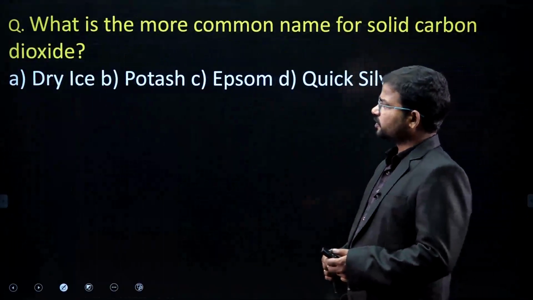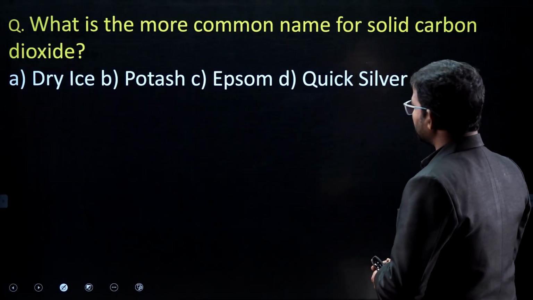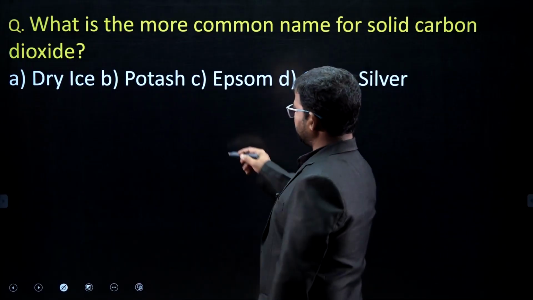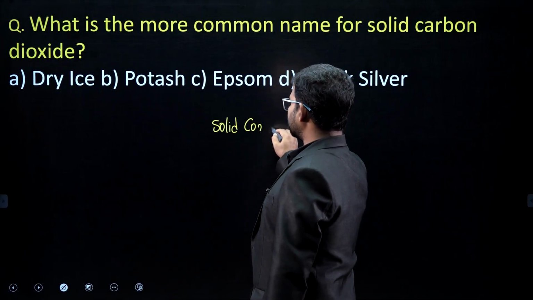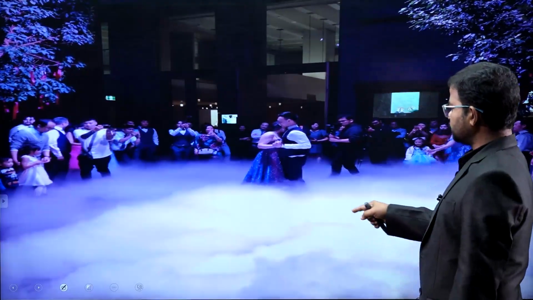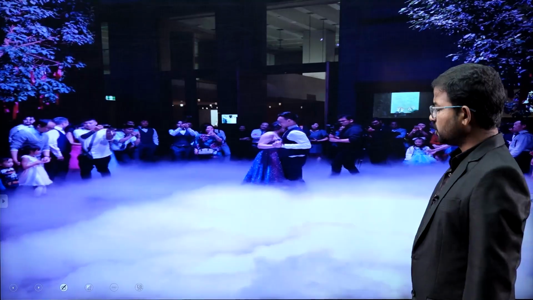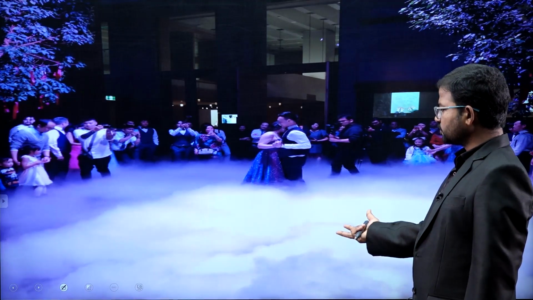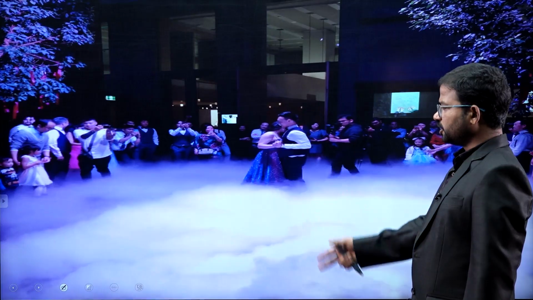So here it is, the first one. What is the more common name for solid carbon dioxide? Solid carbon dioxide. On some occasions, some functions, you can observe this type of derivatives. This is called white smoke. Sorry, not white smoke. We are getting some kind of white, foggy, smoke-related derivatives.